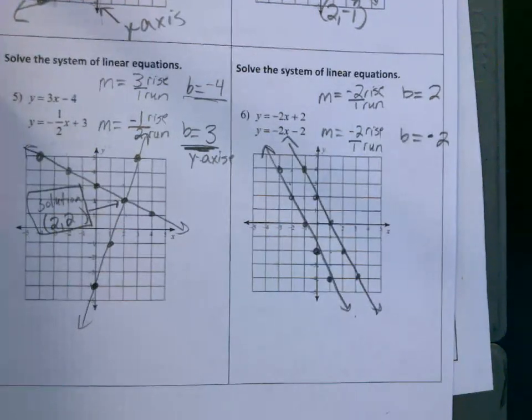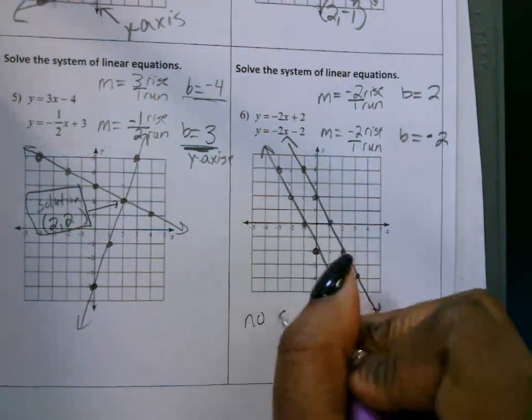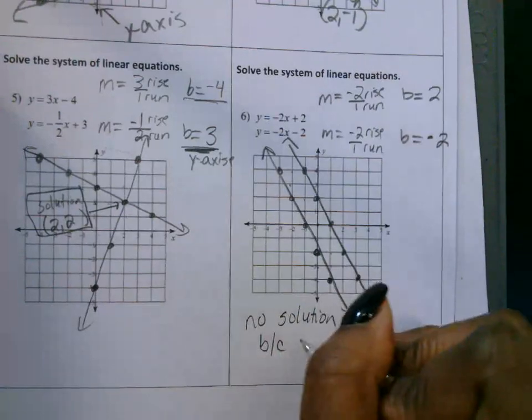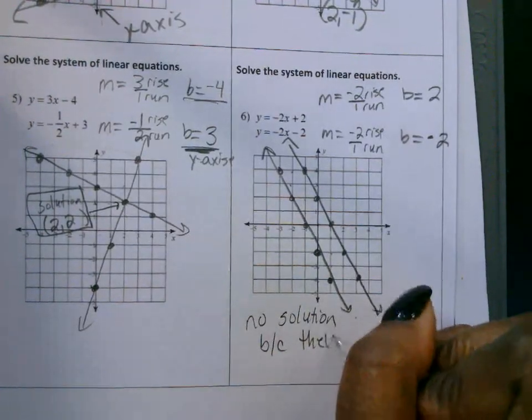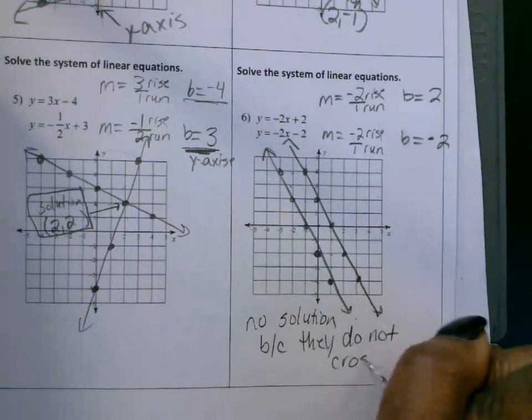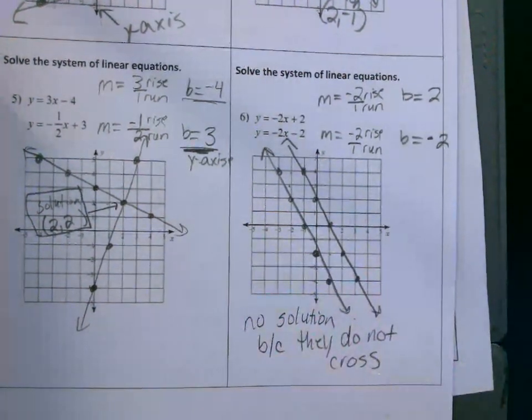They don't cross each other, so there's no solution because they don't share any of the same points, because they do not cross. All right, because they don't cross, there's no solution. They don't share any points. All right.